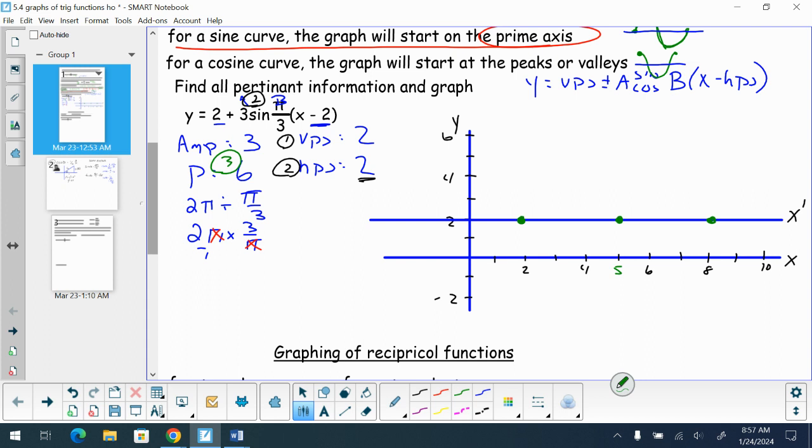3.5. At 3.5, where would we be? On the top. How far do we go up? Well, we can take a look at our amplitude to tell you how far we go up. To 5. So if we're at 2, we have to go this amplitude of 3 up to a value of 5.